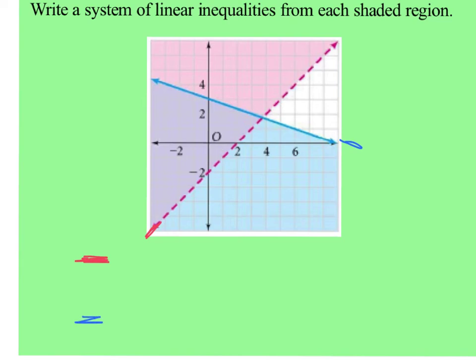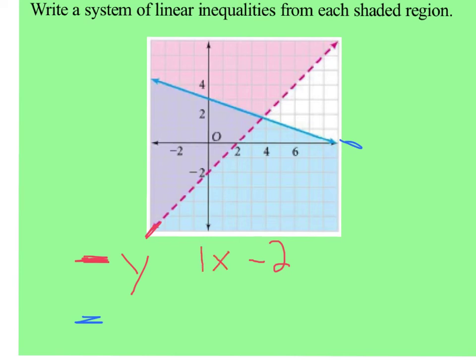Well, first thing I know is it's going to be y. The next thing I can tell is if I look at this red line, I see that it touches at -2. So I'm just going to write a -2 because I know that that's the y-intercept. Now I'm going to look for the slope. Up 1, right 1. Up 1, right 1. So my slope is 1x.